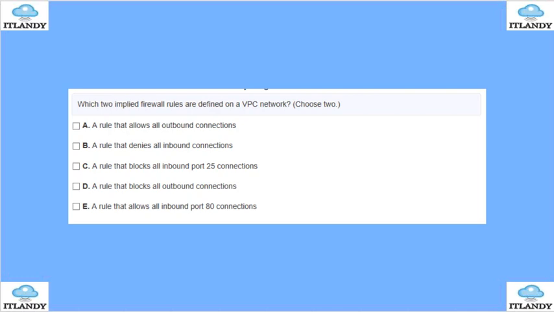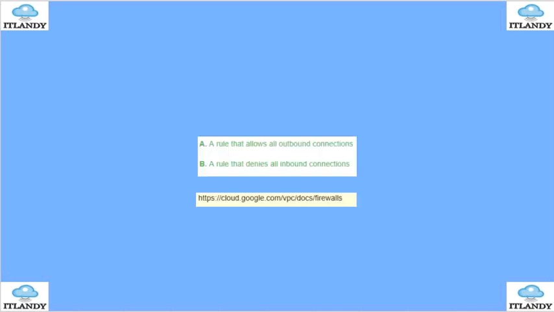Basically, we allow outgoing by default, and we deny all incoming. Then you need to customize it. Let's have a look at the answer. A rule that allows outbound, a rule that denies all inbound connections. Okay.